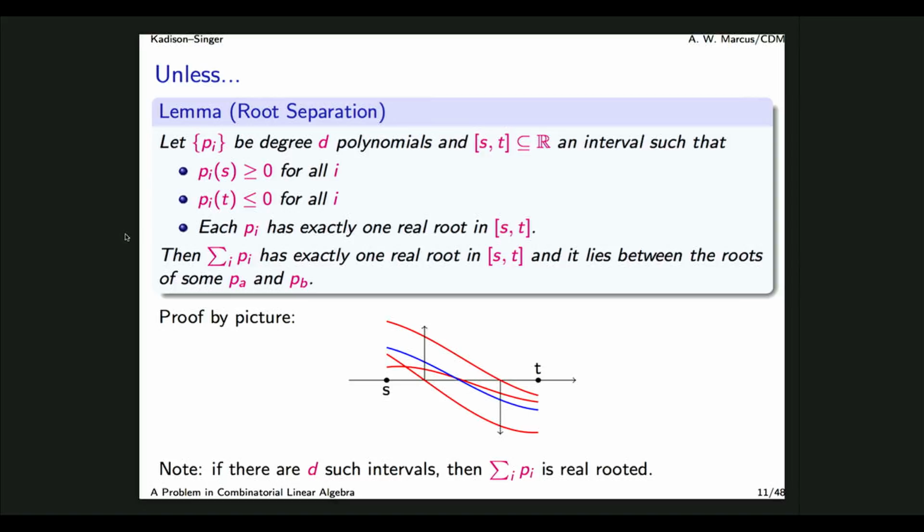And the comment is that if there happen to be d such intervals, then the sum over i of p_i is real rooted, right? Because each of those intervals is going to have exactly one real root of the sum, and the sum is a degree d polynomial, so it only has d roots. So all of the roots will be real.